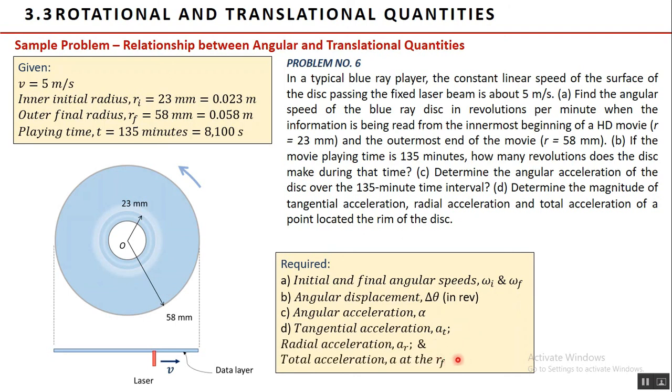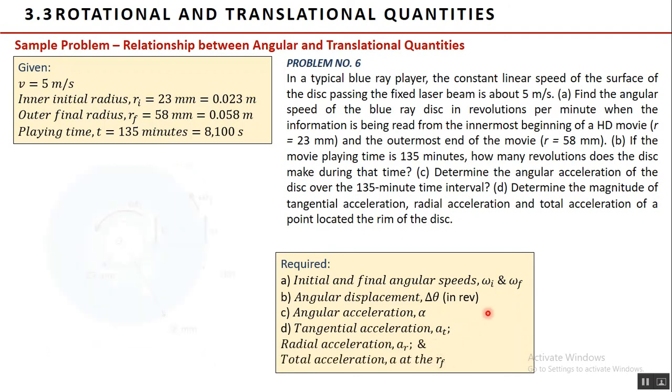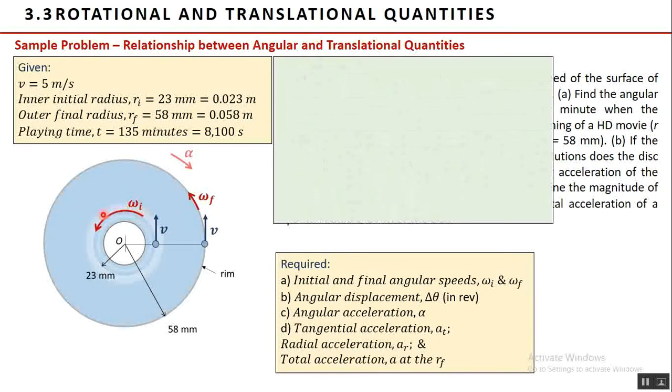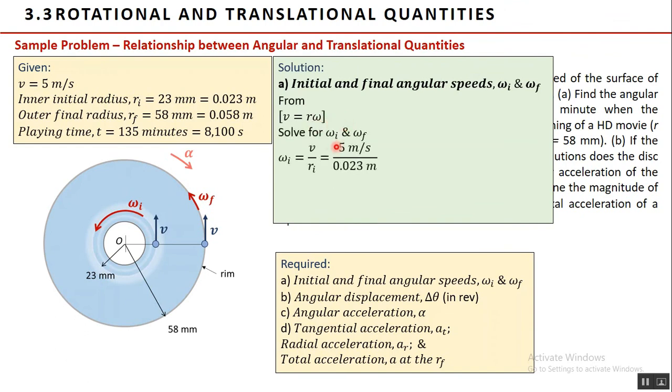and total acceleration. For letter A, since the speed of the laser is constant, the angular speed of the disc is decreasing as the laser moves away from the inner disc. From this formula, we solve for the angular speed. So the initial angular speed is v over the inner radius. Substituting the values, the initial angular speed of the disc is 217.4 radians per second. Converting to RPM, it is equal to 2076 revolutions per minute.